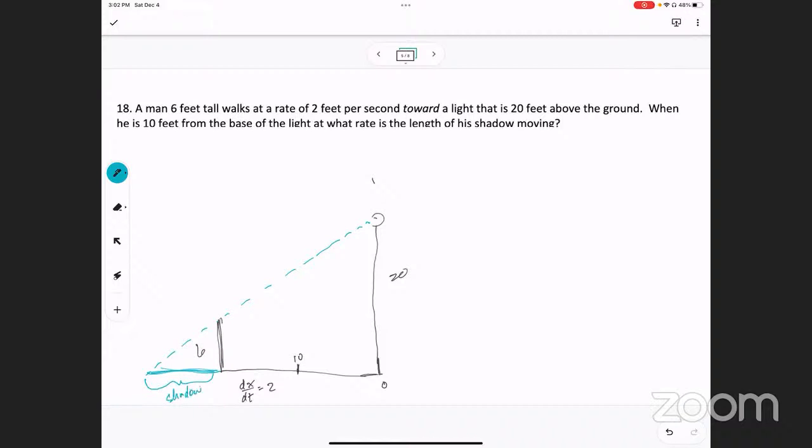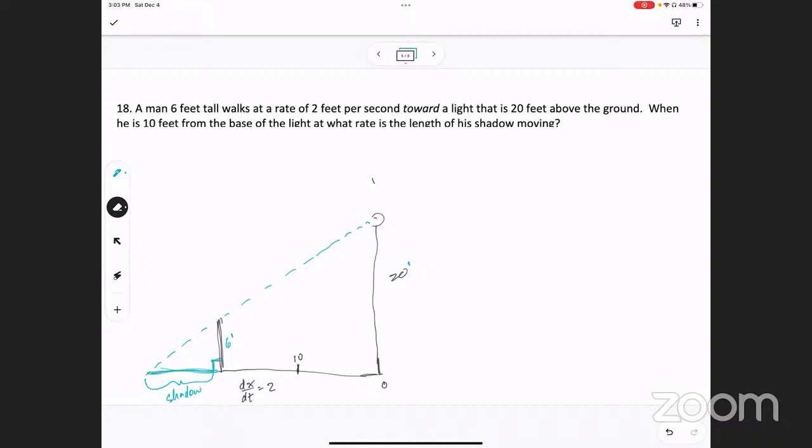Got it? So this is a right angle. This distance here is 6 feet. This distance here is 20 feet. So we have similar triangles. And so they're asking, when he's 10 feet away, at what rate is the length of his shadow moving? So let's come up with relationships between these different variables.